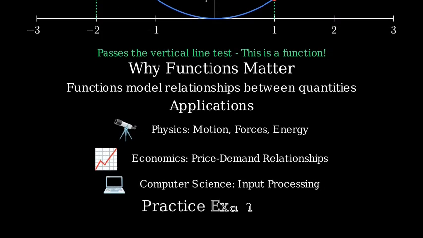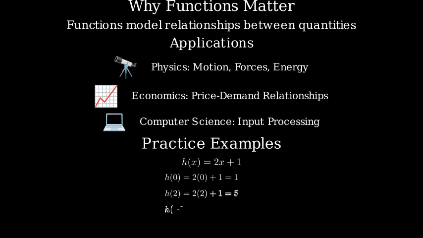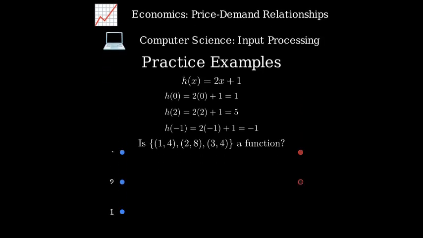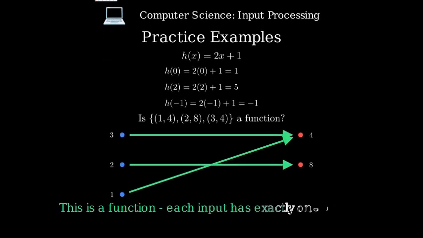Let's practice what we've learned with some examples. First, let's define a linear function h(x) = 2x + 1. Let's find some values. h(0) = 1, h(2) = 5, and h(-1) = -1. Now, let's check if this relation is a function: (1, 4), (2, 8), (3, 4). This is a function because each input has exactly one output.